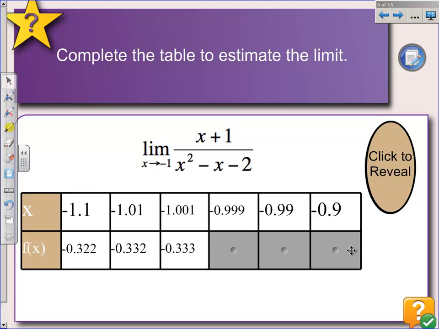Then if we do the same thing from the right, if we plug in -0.9, we can see all of these values. So what does it look like this is approaching? Well, it looks like this is approaching -0.333 from both directions.